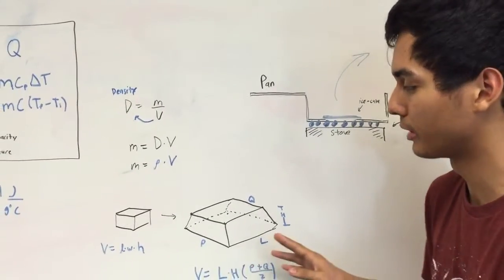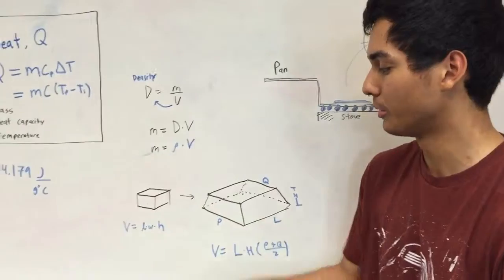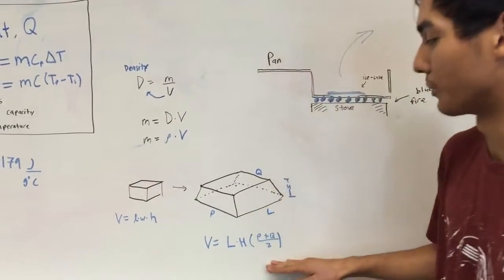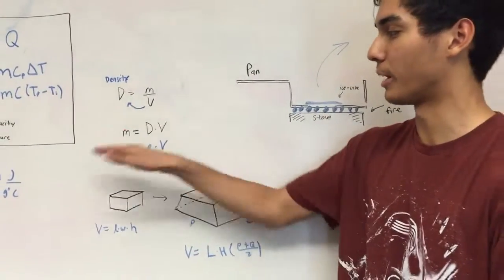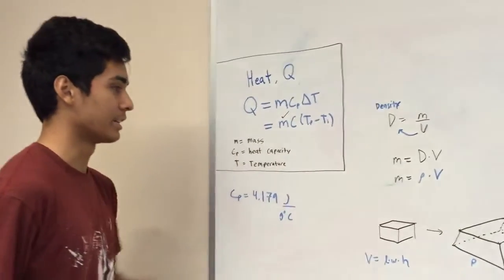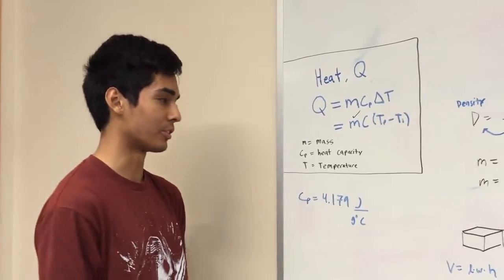So if you want to be a little less precise, you can pretend that it's just a regular ice cube and then just do length times width times height. Or you can use this equation to find the volume. And whatever volume it is, you just multiply it by the density, which gives you the mass, which is the first term of this equation, cool. And the heat capacity is really easy because it's just 4.179 joules per gram degree Celsius.